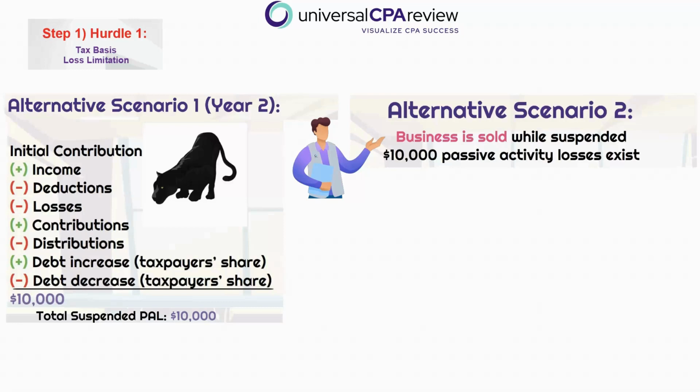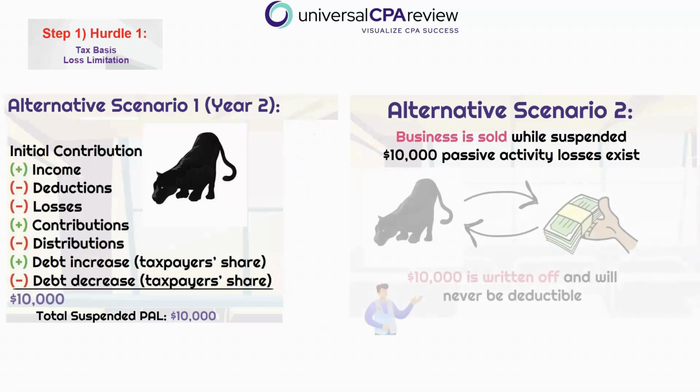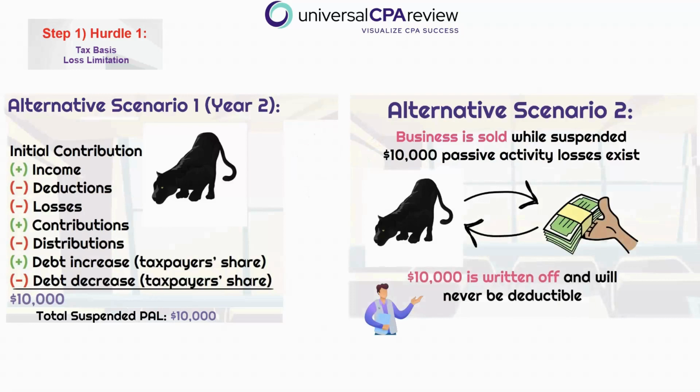So if we're talking about hurdle number 1, tax basis, in the event that the business is sold or disposed of while there is an excess of passive losses over prior year basis, then that amount is written off and will never be deductible. Never. All right, it's gone. Poof. Adios. Hasta mañana. All right, so this is specific to when we're talking about hurdle number 1. So keep that in mind because when we get to the other hurdles, this might change just a little bit.